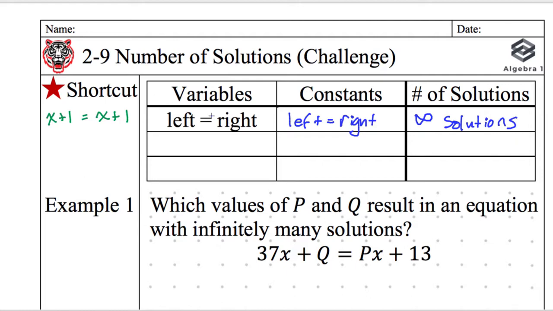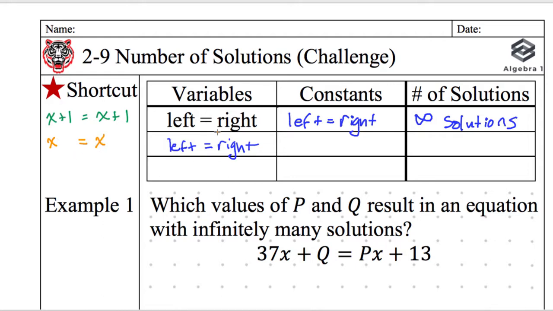So I'm trying to show us the shortcut now so you can immediately jump to how many solutions there are just knowing what the equation looks like. All right, so let's say variables left equals right again. The left is equal to the right. So in my new equation over here, I have x is equal to x.